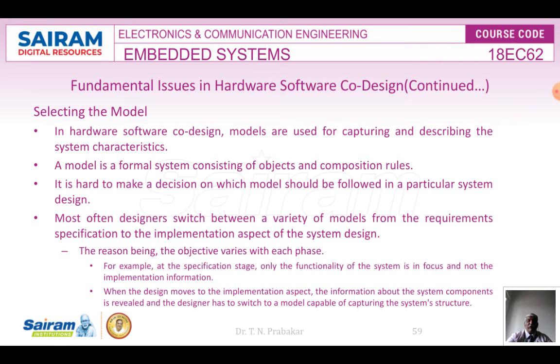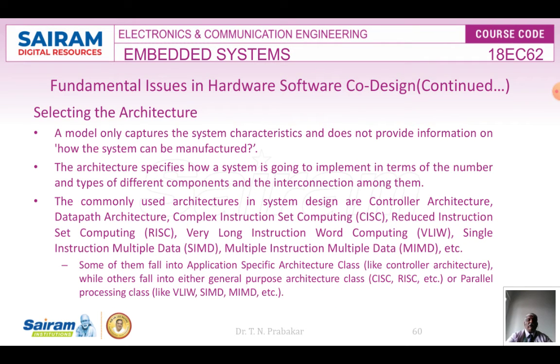Most often the designers switch between a variety of models from the requirement. Initially we will start with one model, and when the system is being designed based on the requirements, we can switch over to some other models too. Again, it depends. And the second case is selecting the architecture. A model only captures the system characteristics; it doesn't provide how the system can be manufactured. It is something like a flowchart; now we have to implement it. For that we need to select the architecture of the system.